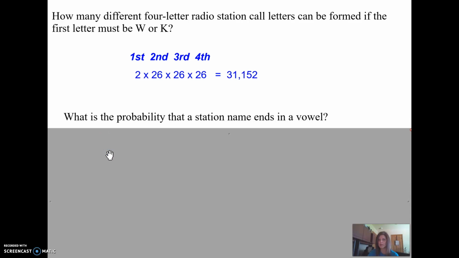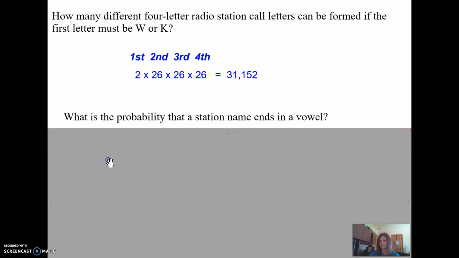Let's bring in the probability here. What's the probability that a station name ends in a vowel? Well, just like before, probability is number of favorable divided by total. We have the total, so you just have to figure out how to count up the number of favorable ending in a vowel. If you think you've kind of got what's going on here, hit pause and see what you can come up with.